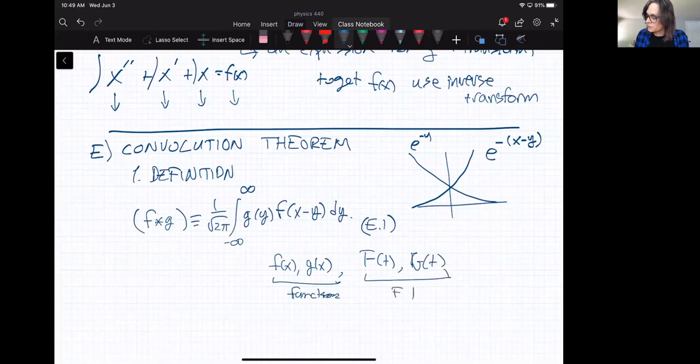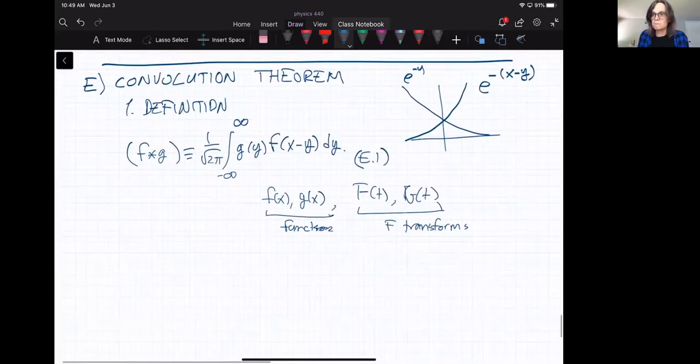These are the Fourier transforms of those functions. In other words, we're going to use Fourier transform theory to see what we can say about these two related functions. Okay, so the immediate question is, what's the result of this integral that we've defined?